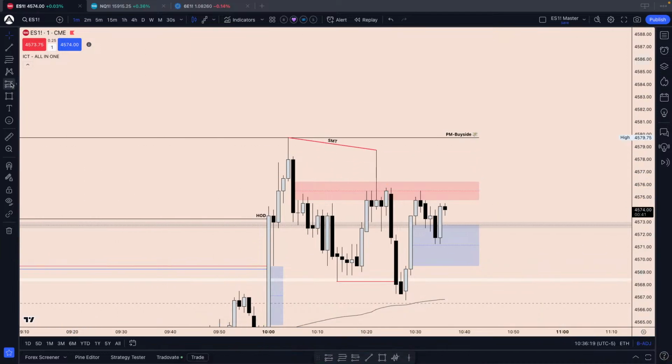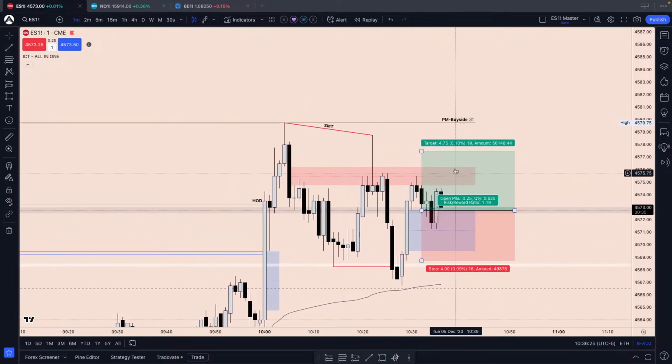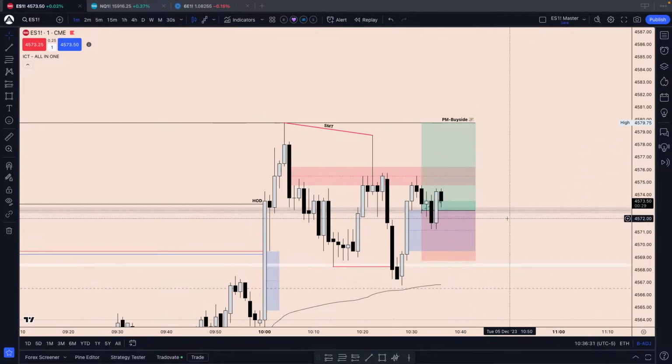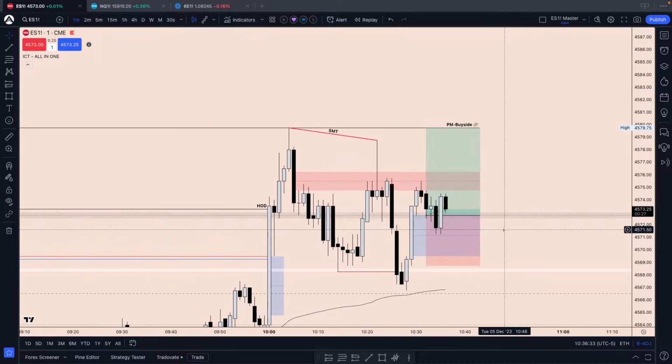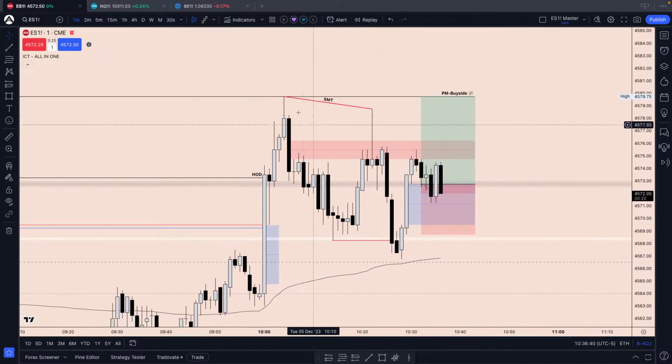So right now we're still in that bullish fair value gap trade. Right here, high of the bullish fair value gap. Stop loss right at this candle's low. Target 5 points and PM buy side. But I'm not taking it on my funded account because of the way we've been trading inside this range right below the PM buy side.